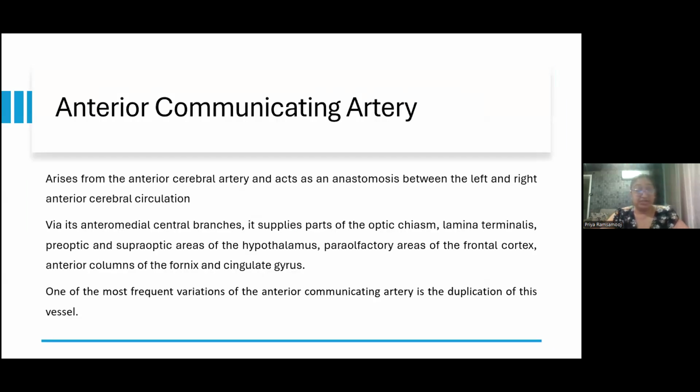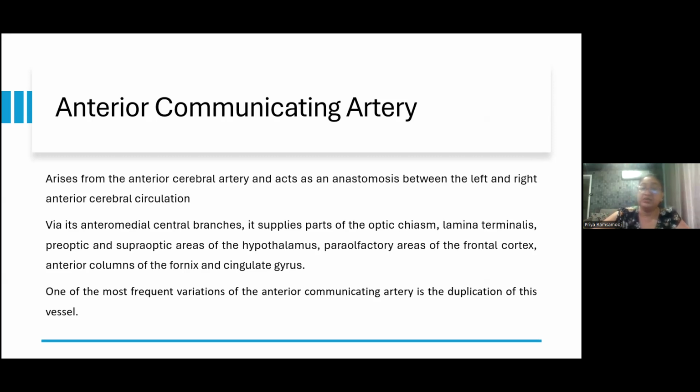So the anterior communicating artery, which we've been yapping about as well, arises from the anterior cerebral artery. It's about 4 millimeters in length. It demarcates the junction between the A1 and A2 segments of the anterior cerebral. And importantly, it acts as an anastomosis between the left and right anterior cerebral circulation. Via its anterior medial central branches, it supplies part of the optic chiasm, lamina terminalis, and frontal cortex. Now, one of the frequent variations you see of the anterior communicating artery is duplication of that vessel.